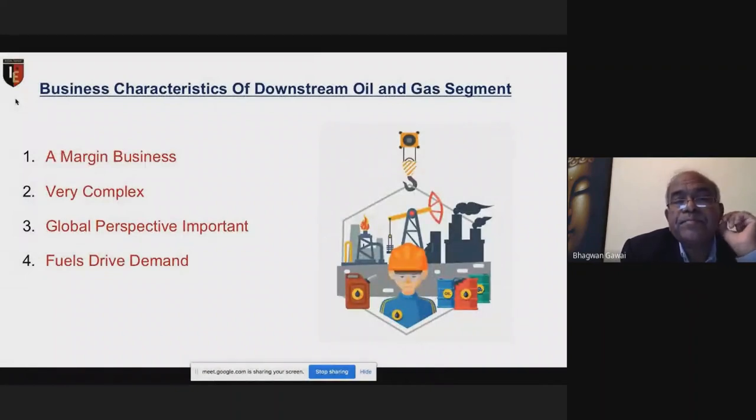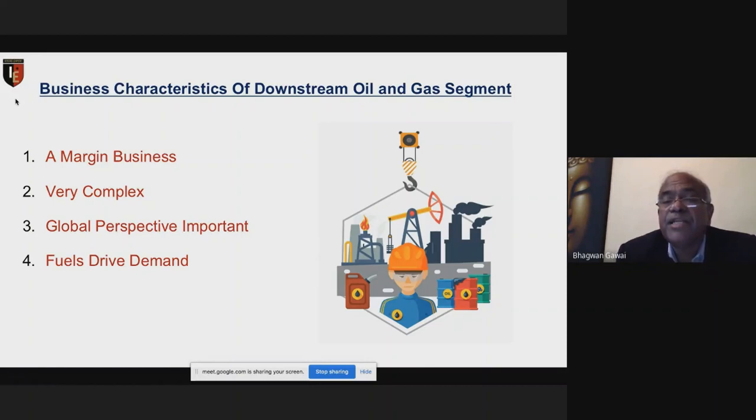Business characteristics of downstream oil and gas. It is a margin business. What do we mean by margin business? When you refine the products, for example, you are getting crude oil at say $50 per barrel and you sell gasoline, say petrol, at $60 per barrel. So what is the refinery margin here? Between 50 and 60, $10 is the refinery margin. That means the revenue the refinery gets. So this is a margin business.